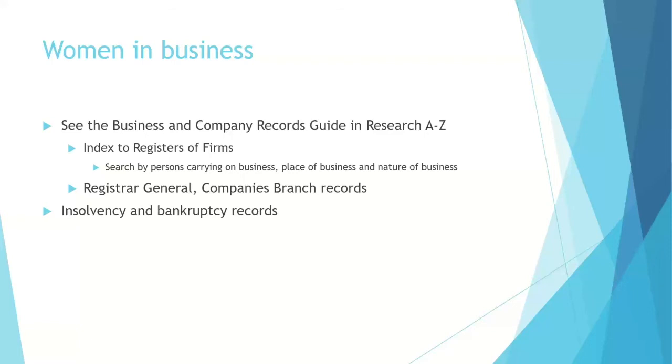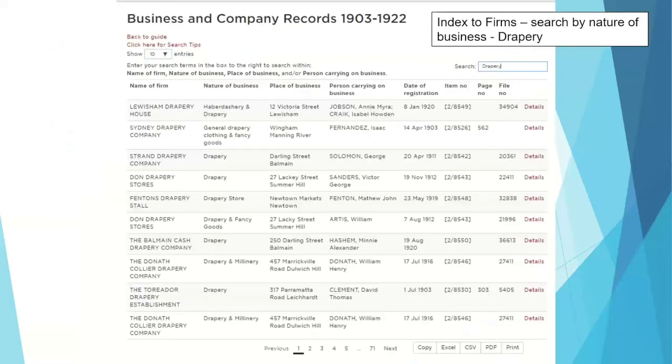And we do have company branch records from the Registrar General, and to go along with those quite nicely, insolvency and bankruptcy records. So the Business and Company Records Index, you can search by the nature of a business. So we've searched drapery here. Another way you could search would be millinery, or you could search by the name of a person who you thought might have carried on a firm, or by the title of the firm as well. So quite a lot of haberdashery and drapery firms here, and you'll see these women picked up through that index there.